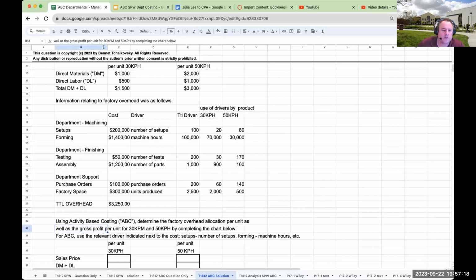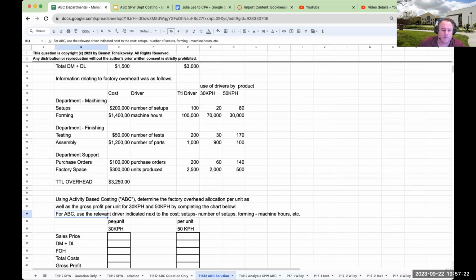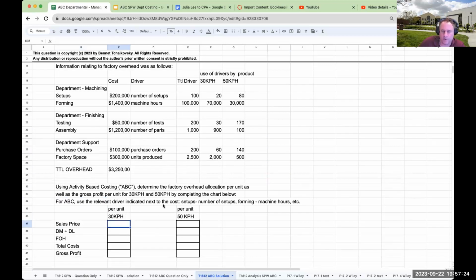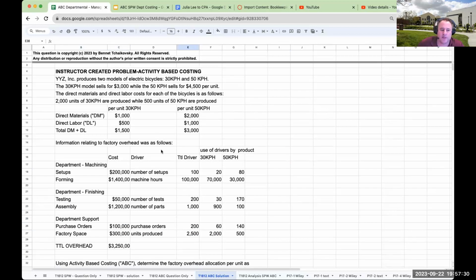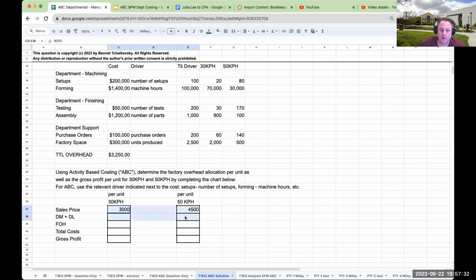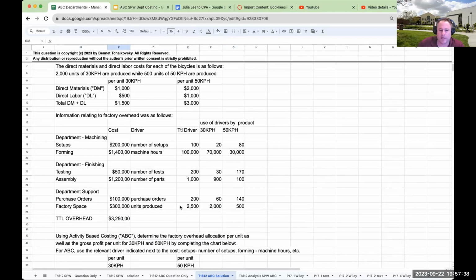So the sales price for the 30 kph was $3,000. For the 50 kph, it is $4,500 per unit. Remember, we're doing this all per unit. You've heard me say this, I'll keep on saying per unit. I do that for a very specific reason because I don't want you to make the mistake on tests.